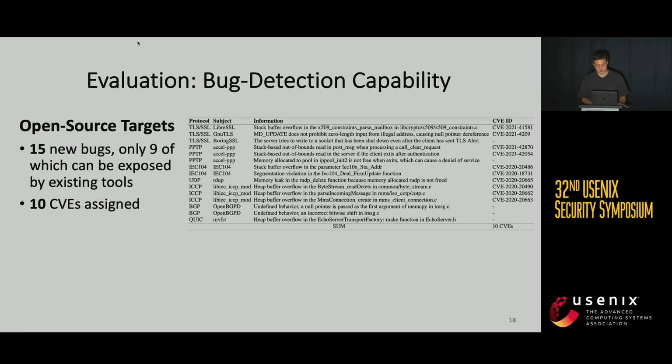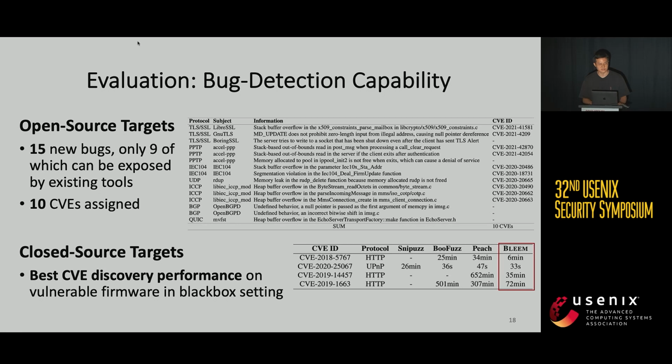For the bug detection, Bleem discovered 15 new bugs. Only 9 of them can be exposed by existing tools. On closed source targets, Bleem also achieved the best CVE discovery performance compared to existing protocol fuzzers.